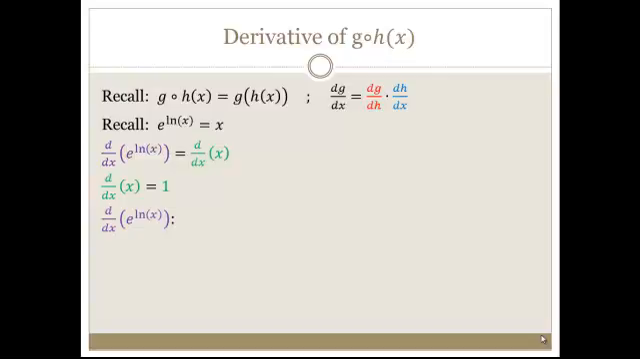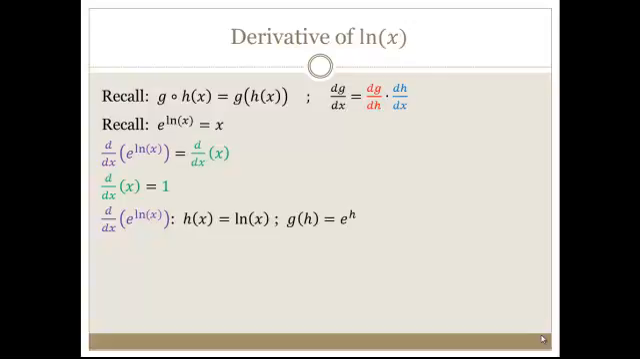However, to compute the left-hand side, the derivative of e to the ln of x, we need to use the chain rule, where our inside function is the ln of x, and our outside function, g of h, is e to the h. In order to use the chain rule, we will need to compute the derivative of g with respect to h, which is e to the h, and the derivative of h with respect to x, which is the derivative of the natural log of x. But this is what we're looking for, so we can't compute that yet.